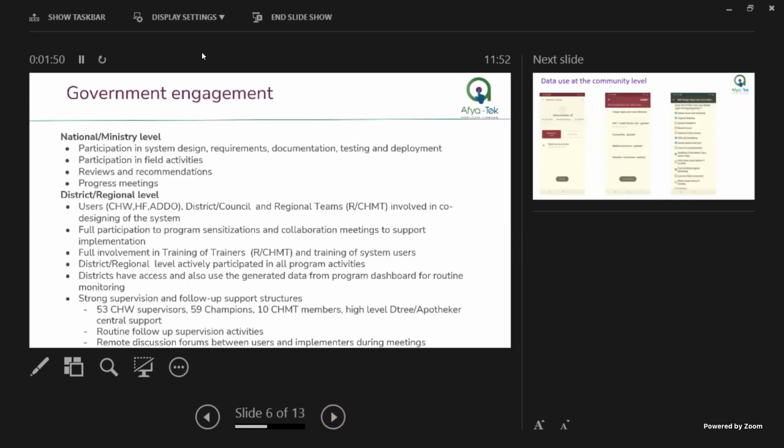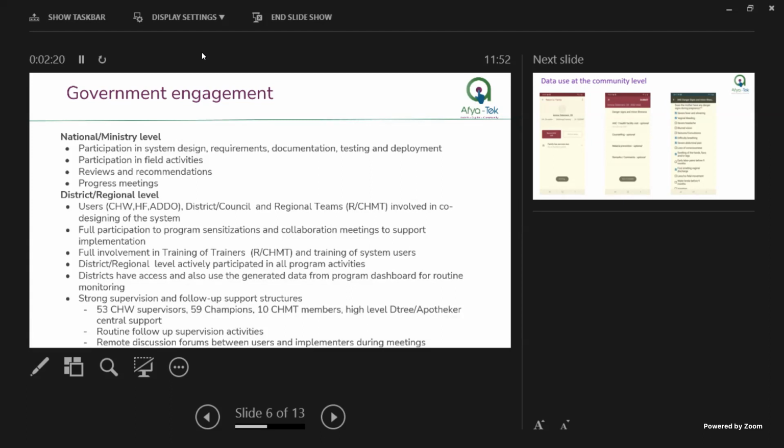Also, we've been working closely with the government throughout the designing of the program. So the Ministry of Health has been participating in the system design of the AFETEC. One of the requirements was for us to use the open SRP system, which is their recommendation. So the AFETEC system was built within the open SRP platform that was recommended by the government of Tanzania. They've been participating even in the testing and the deployment of the system, but also in the field activities.